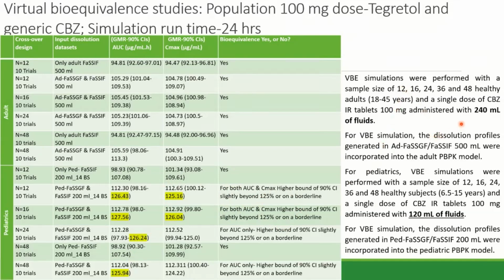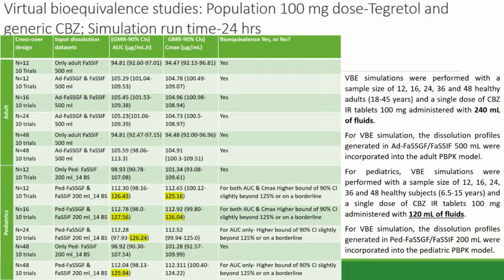One other thing to note here is when we undertook these simulated clinical studies, we gave the adults a 240 milliliter volume of fluids with their tablets, as is normally recommended in the adult clinical protocol, whereas for paediatrics we gave them a smaller volume of fluids because they were younger. This also replicates what was given in clinical studies. So again, it just suggests that for a virtual bioequivalence simulation, I would recommend using a 200 milliliter volume of just the intestinal fluid to predict whether your generic and innovator product are likely to be the same in a paediatric population.